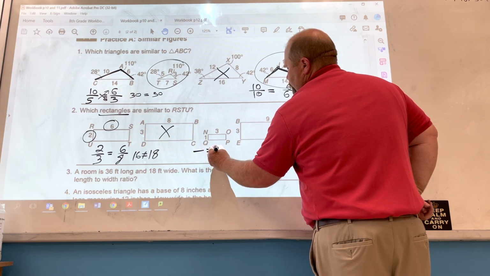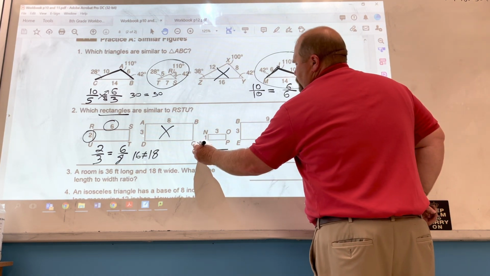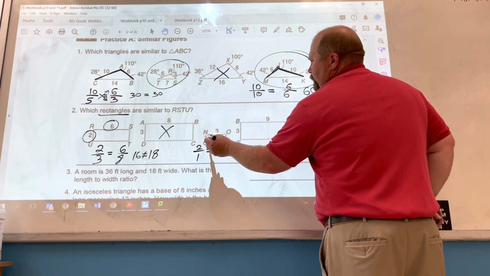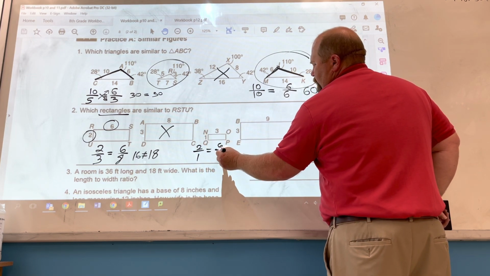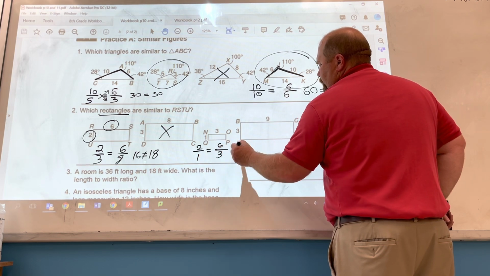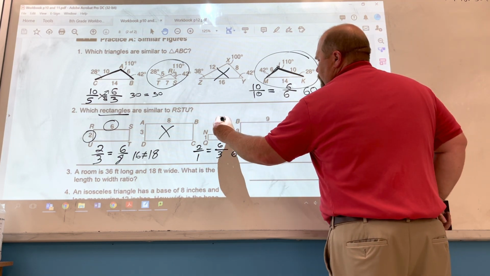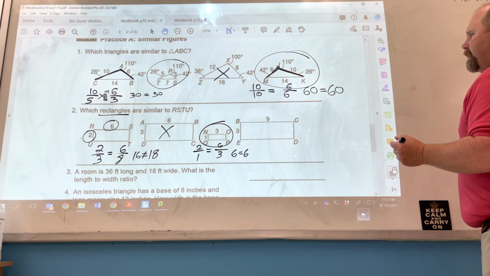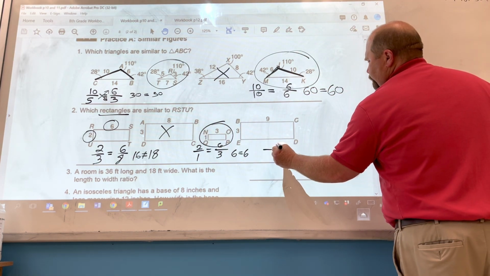Next one. All right, still using 2 and 6. And 2 corresponds to the 1. 6 corresponds to the 3. We cross multiply: 2 times 3, that's 6, equals 1 times 6, which is 6. 6 equals 6. That is true. That's a similar rectangle. All right, let's try this last one.